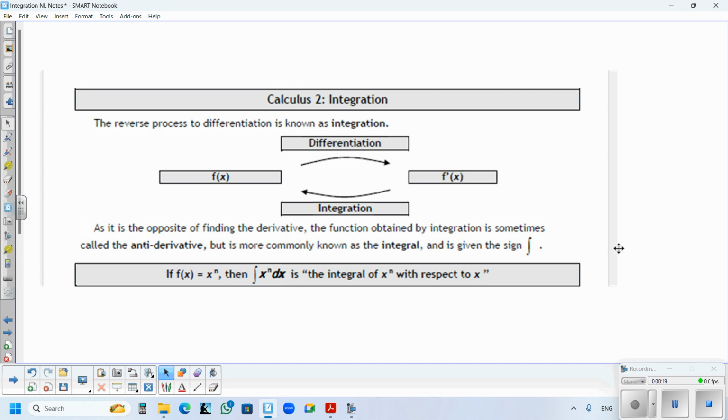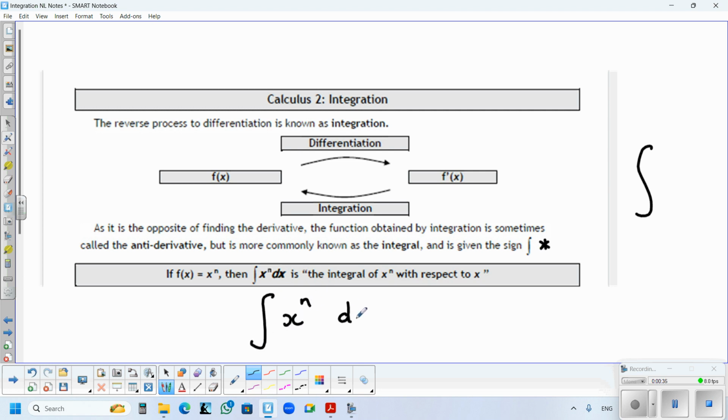The symbol for it is that wee part there, and I'll draw it out again, that there. That's the symbol for integration. And it's written down as, if you want to take the integral, it's the integral of, say, x to the power of n, and you say dx.